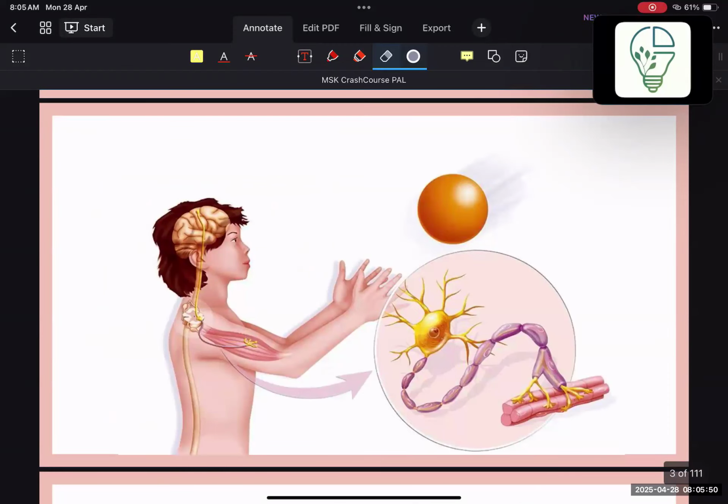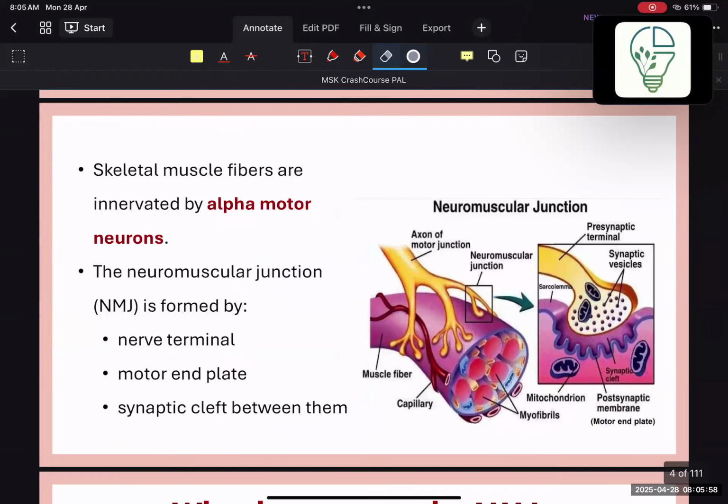So first thing we're going to be looking at is how exactly does our body turn a nerve signal into a physical muscle contraction. First things first, your skeletal muscle fibers are innervated by something called an alpha motor neuron. Now, your body has different types of neurons, and you'll be introduced to what each type has in second year. What you need to know for now is that skeletal muscles are specifically innervated by alpha motor neurons. Now, this motor neuron is going to go and reach the muscle fiber. And this region where the neuron reaches the muscle fiber is called a neuromuscular junction.